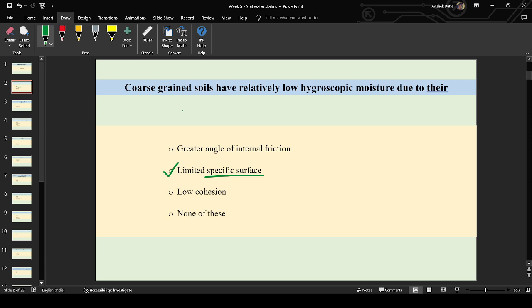Because of their limited specific surface, the coarse grained soils have comparatively low hygroscopic moisture content. When I say comparatively, it is obviously comparing with the fine grained soils, which have a higher magnitude of specific surface. So low or limited specific surface is the correct answer. Good. Next question.